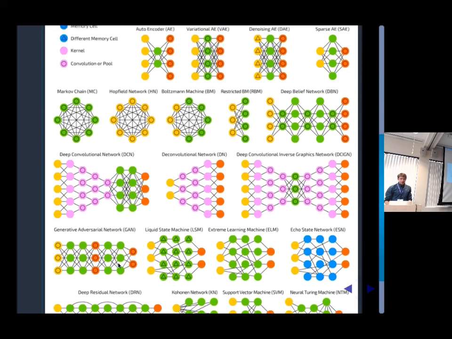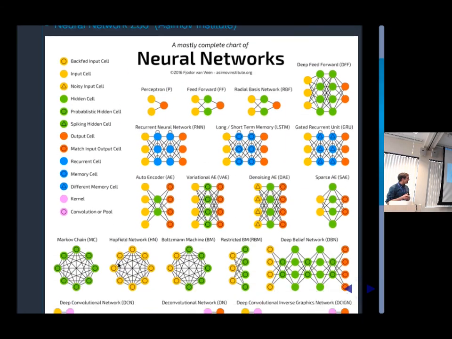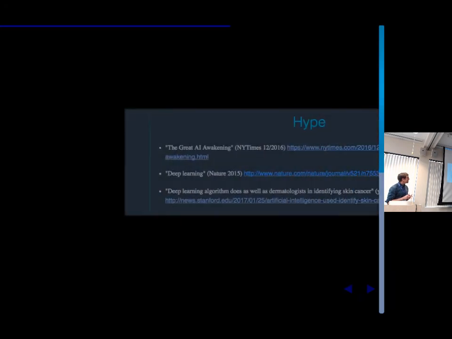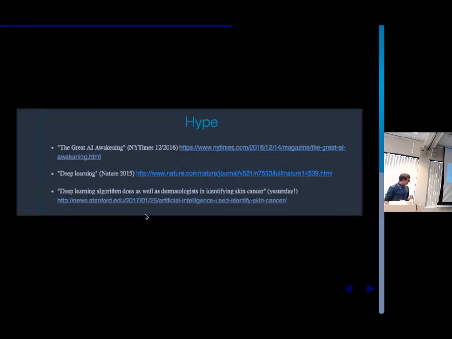Okay, so we're going to do a little bit of discussion here of motivation. Hopefully people are already pretty convinced that these are powerful tools. There was this article that I saw a few weeks ago in the New York Times called The Great AI Awakening about all the cool neural network stuff that Google is doing.